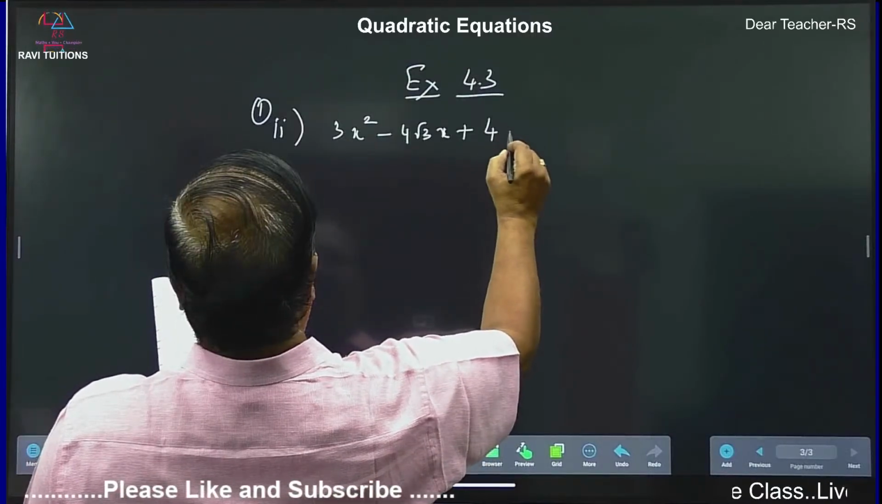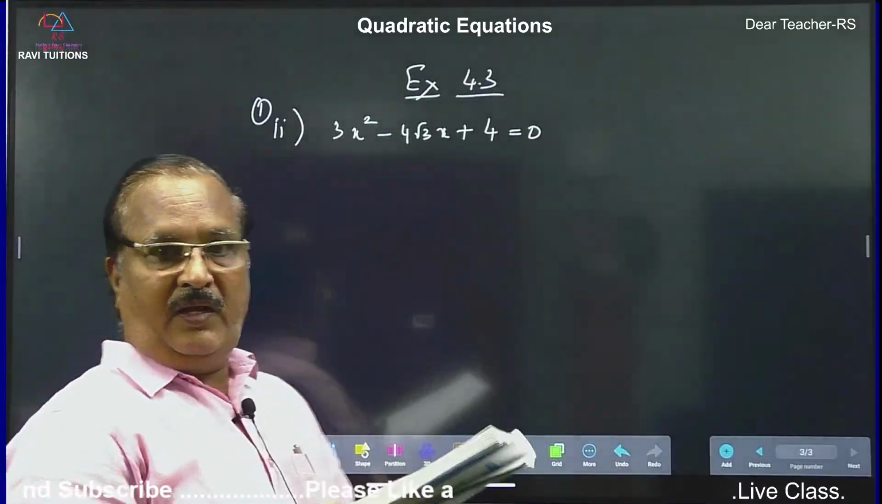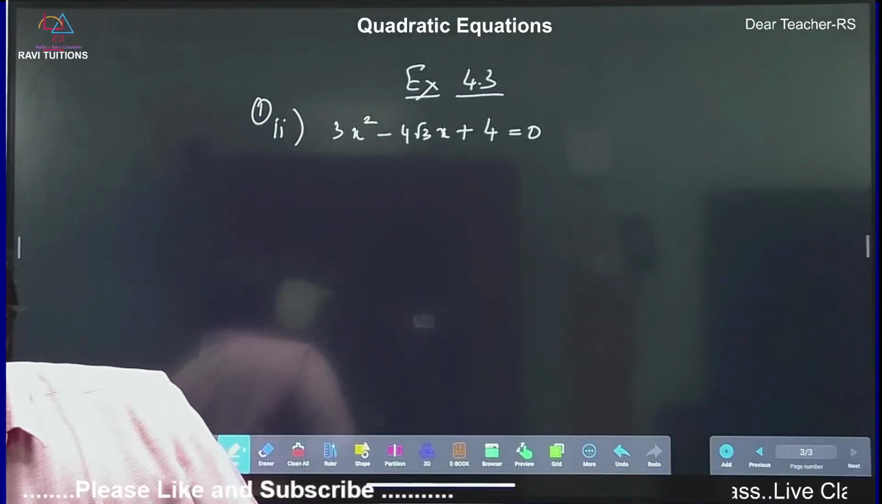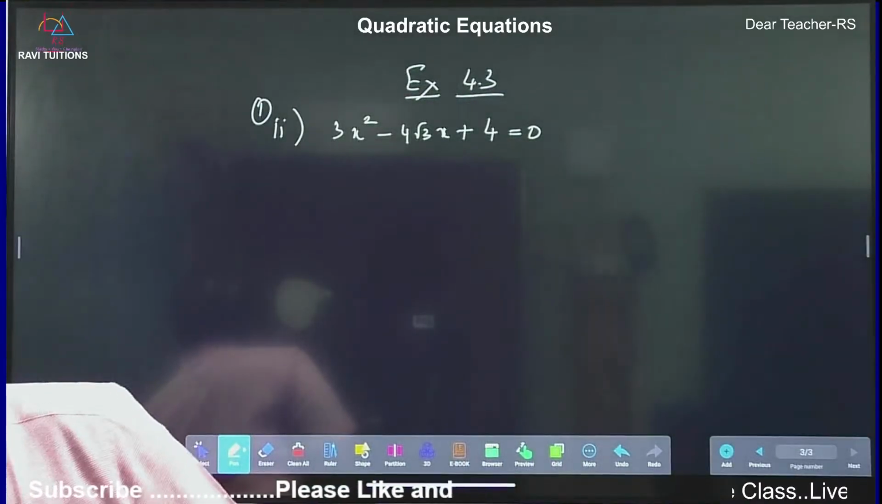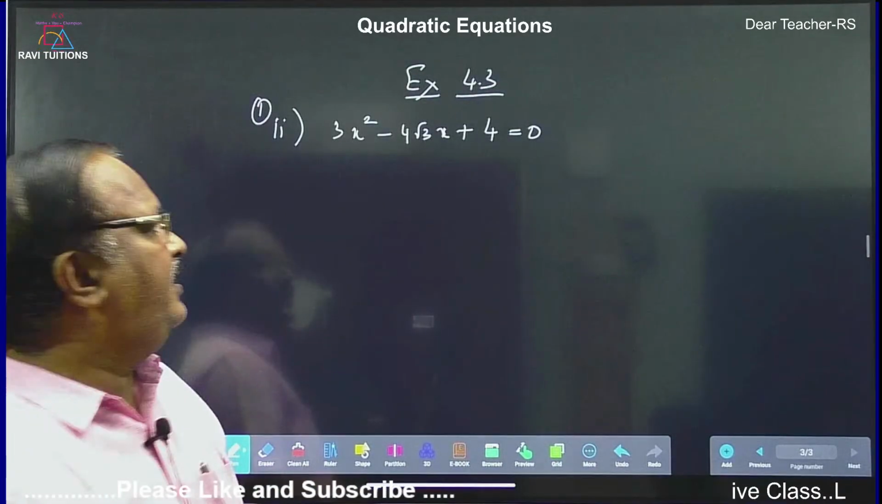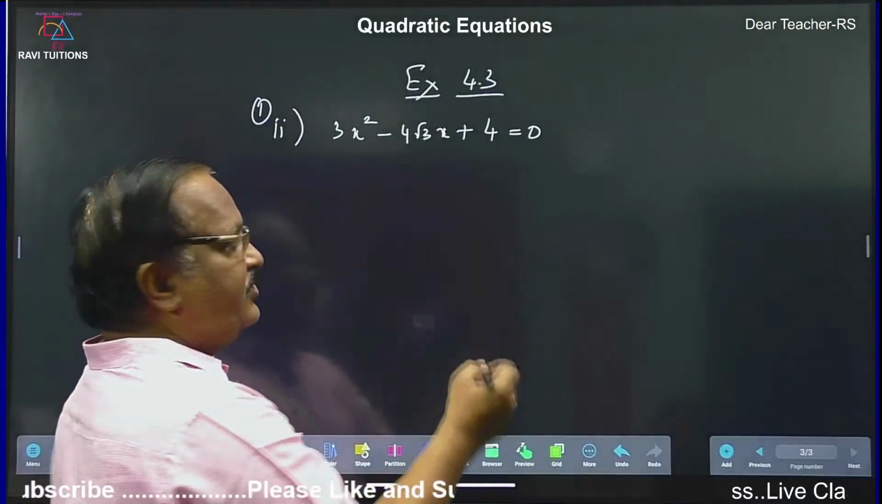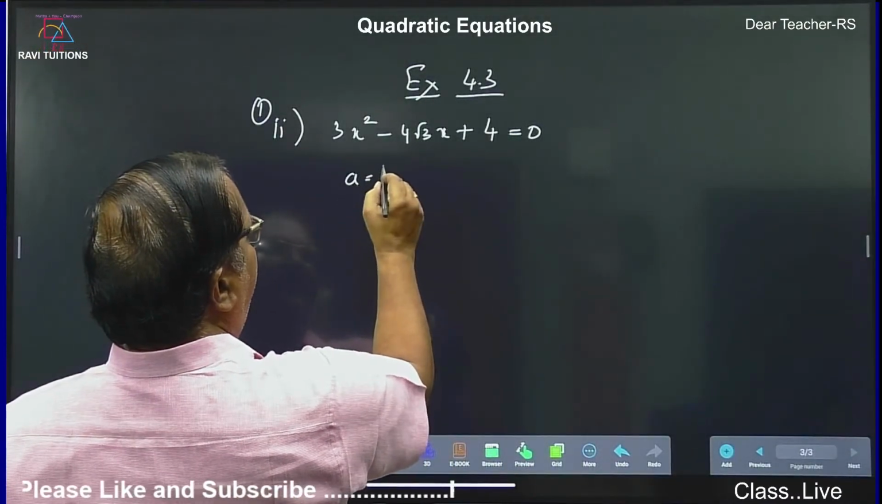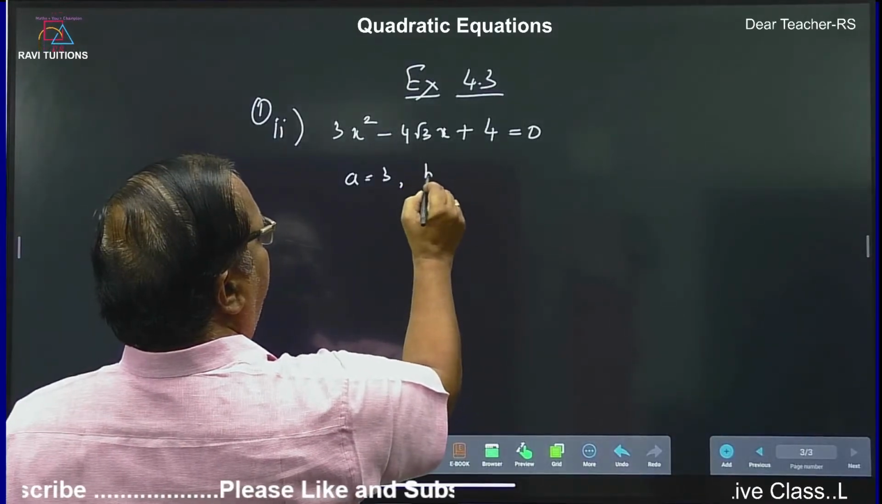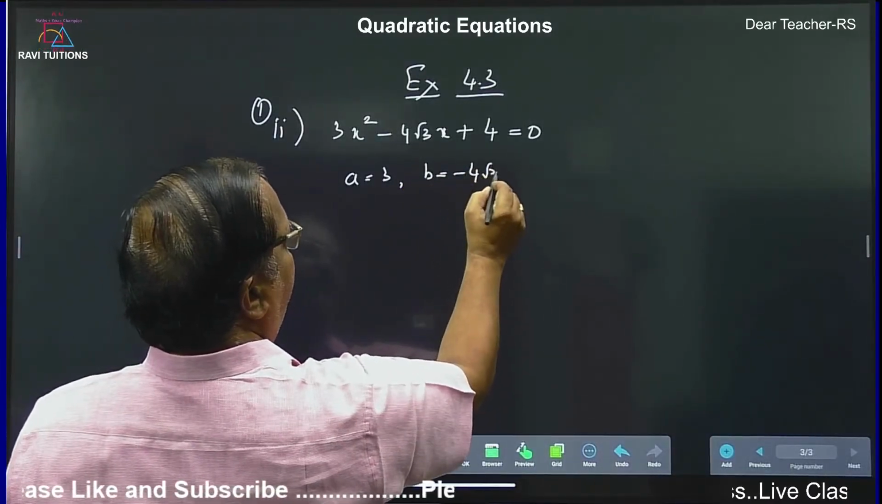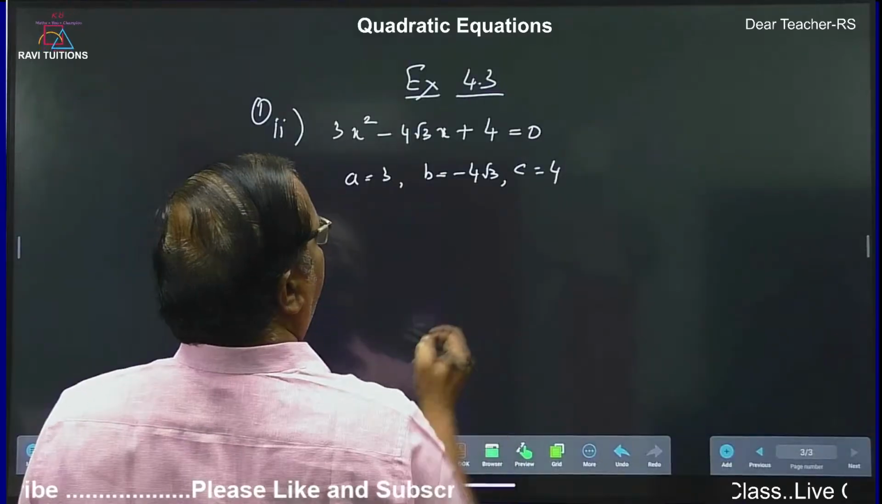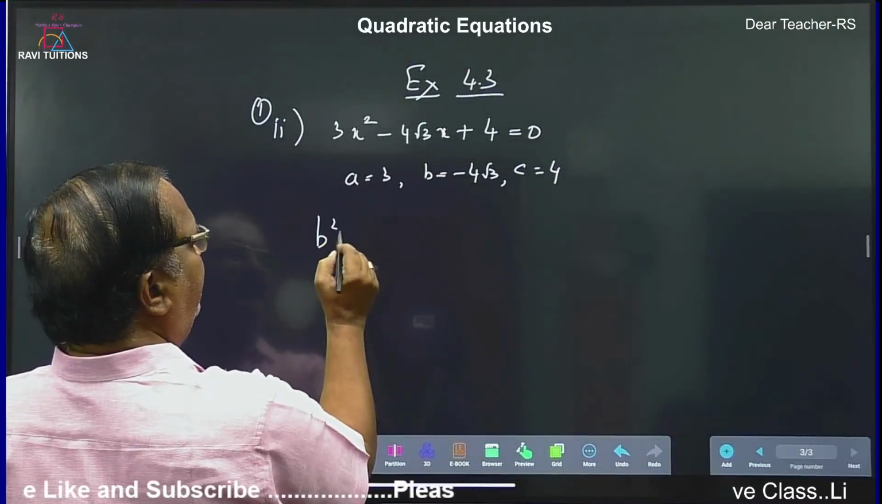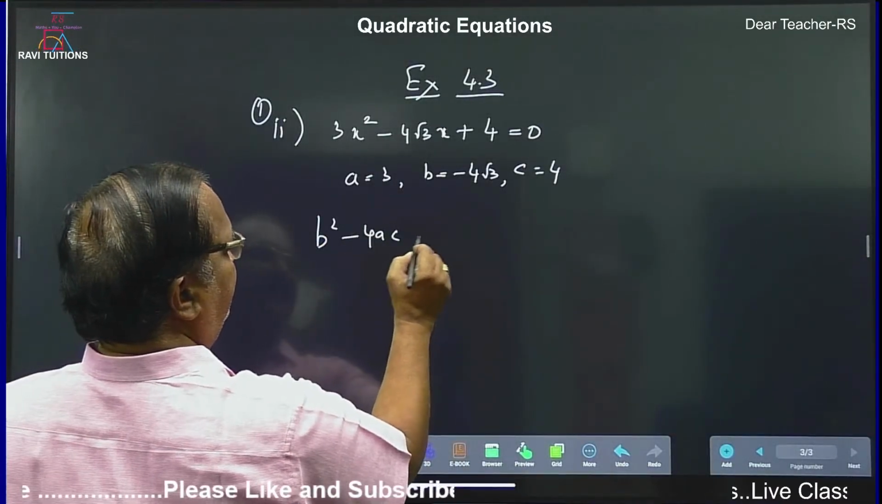Plus 4 is equal to 0. Now our task is to find out the nature of the roots. So how much is A? A is 3, B is minus 4 root 3, C is equal to 4. So now you have to find out B square minus 4AC.